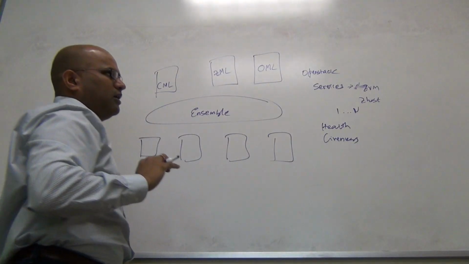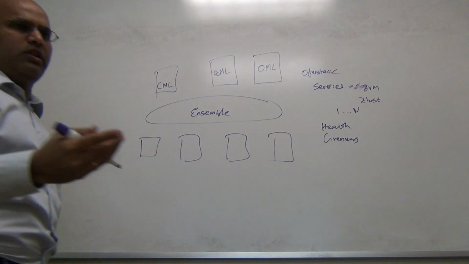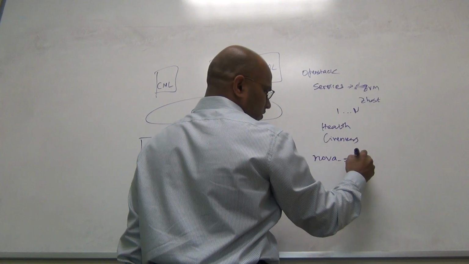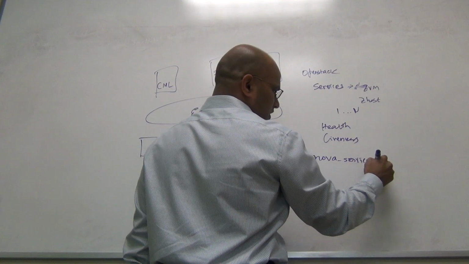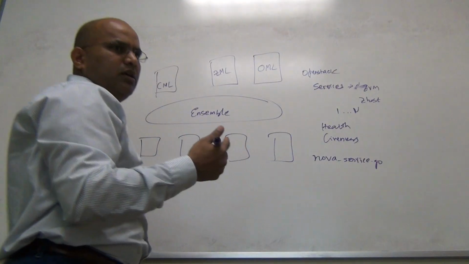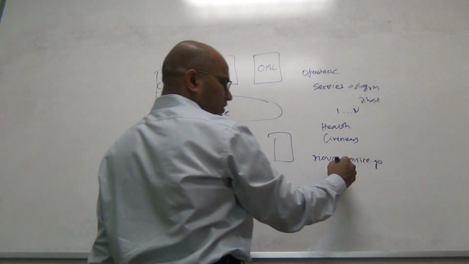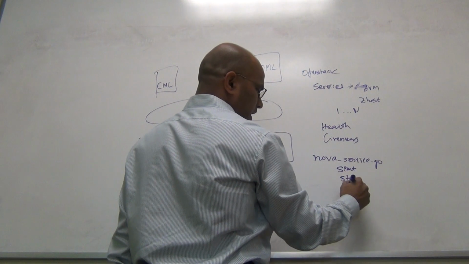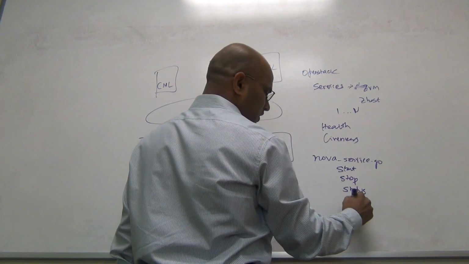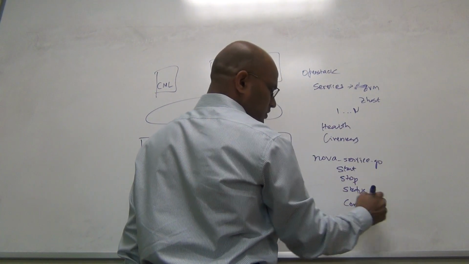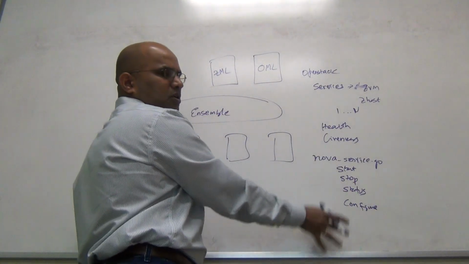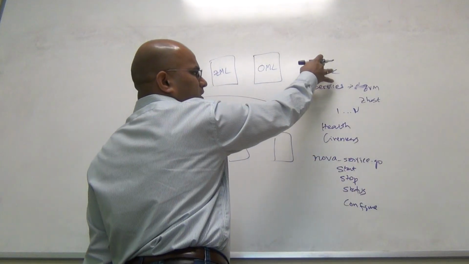So if you look at a basic thing, like Nova service, as an example, there's a Nova service.go file in StarNet, right? What this basically describes is the commands to start, stop, status, and configure.